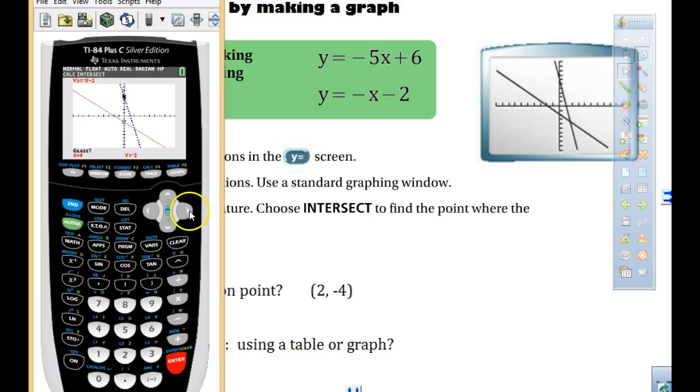It says, is this your guess? You can guess that point if you want. You can even guess way over here. The calculator is going to put it right at this point of intersection. You can get really close to it, but you don't have to. And it'll say, oh, they intersect at 2, -4, which is what we had here, 2, -4, okay?